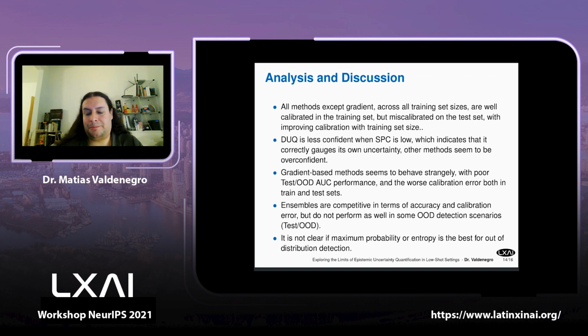Also, the methods based on gradients seem to behave quite strangely. You can also see this on the classification toy example. And unfortunately, gradient-based methods cannot be applied to regression, so they're only for classification. Additionally, they have very poor test OOD AUC performance. So these results are very mixed. It works kind of well in some cases, but in most cases, it does not work very well. And it also has the worst calibration error in both the training and test sets in comparison to the other methods.